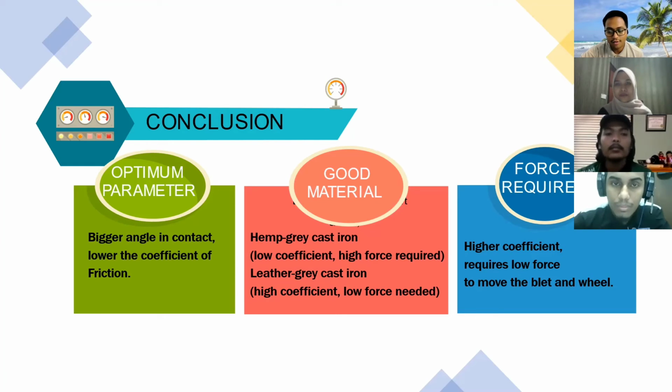However, if we want to determine the parameter of the belting system, we need to know the aim of the belting system. For example, belting system A needs high force to operate the belting, but belting system B only needs low force to operate the belting system. So now we know how to manipulate the angle of contact between the belt and the wheel, and what is the best material to be used to run the belting system at optimum performance.